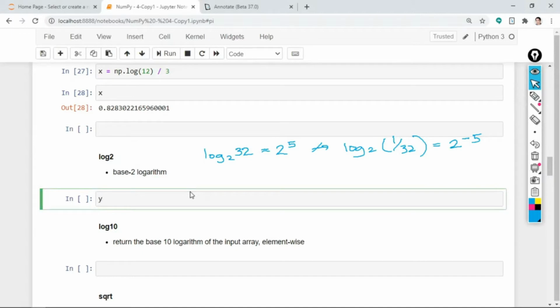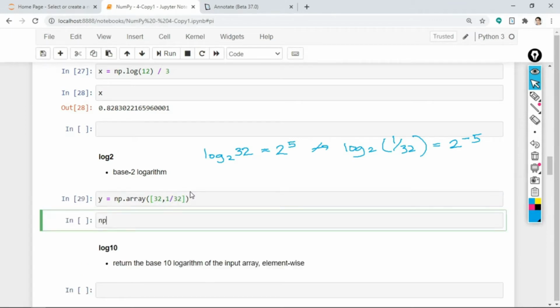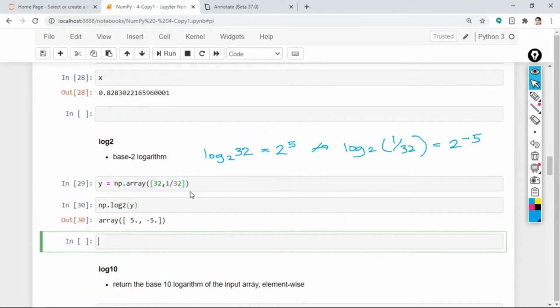For example, we have y equal to np.array. So let's define two values, 32 and 1 over 32. So Alt enter. Then np.log base 2 of y is equivalent to 5. Okay, so our value here is 5, and the next one is negative 5.